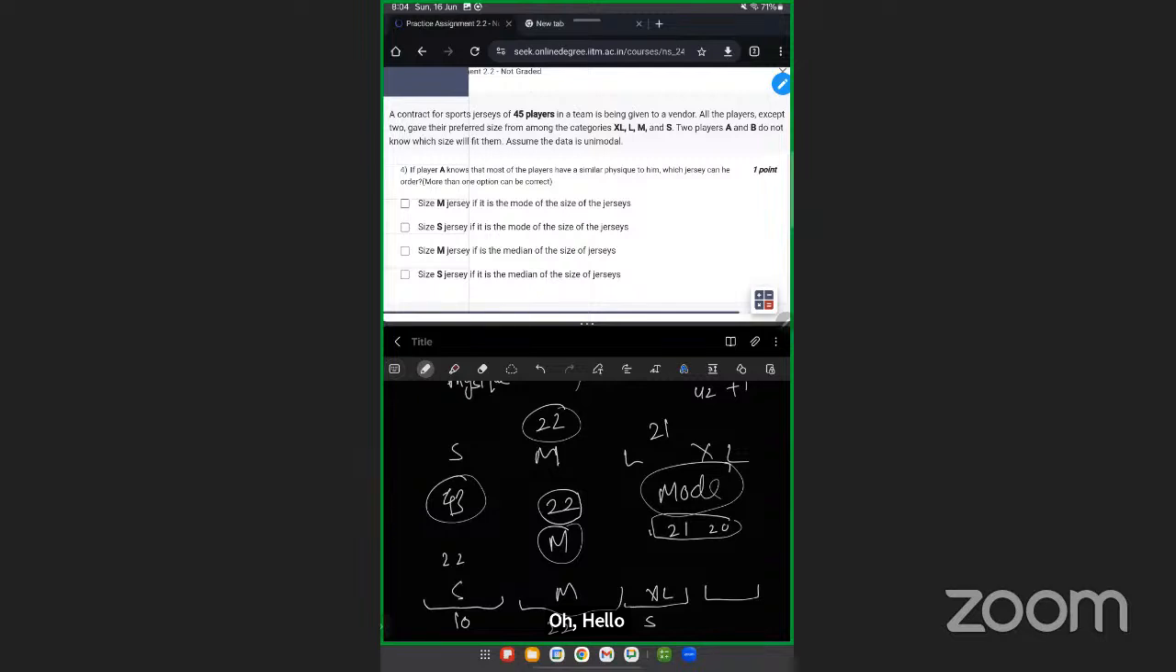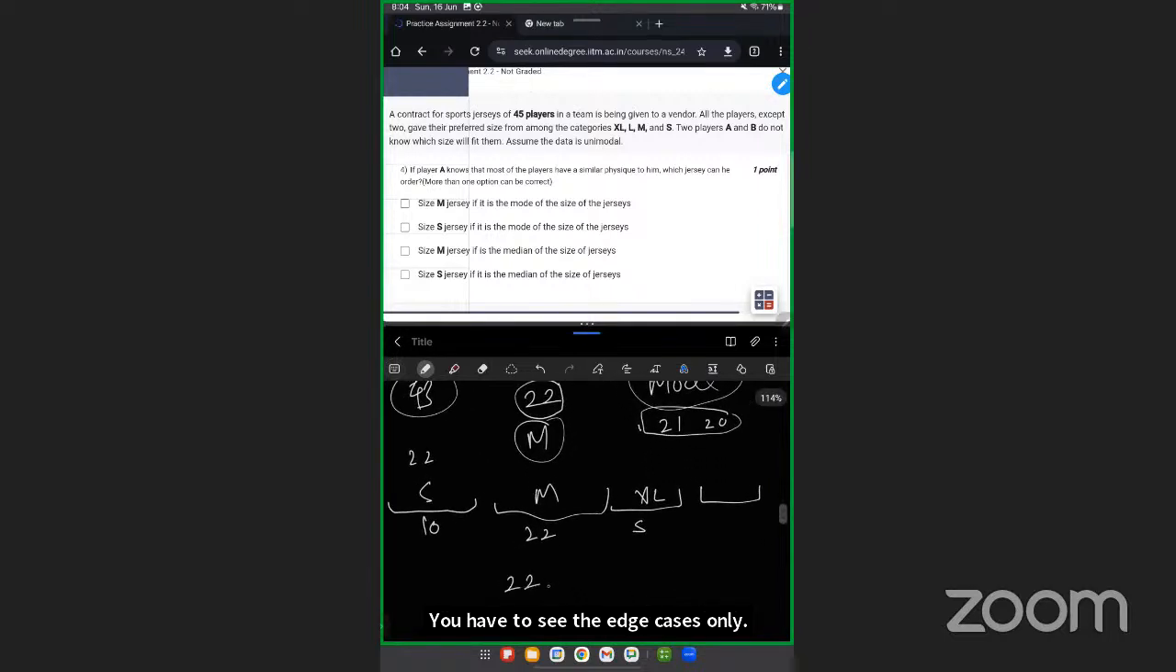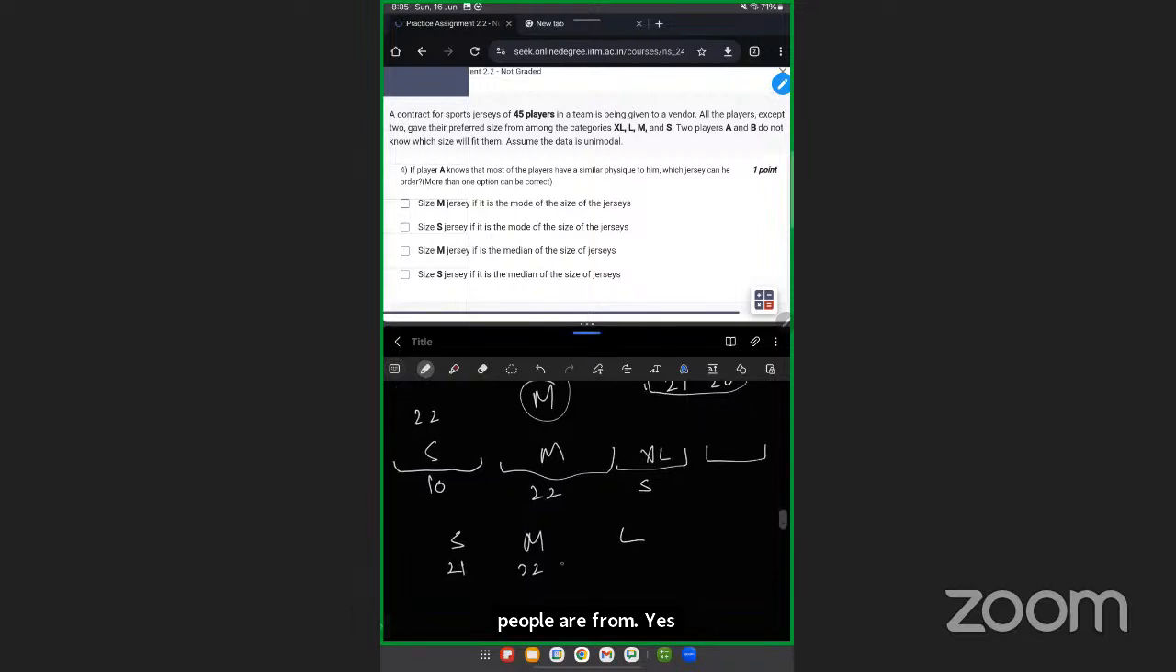If I put 1, 2, 3, 4 one by one, no, it will not happen. You can't solve like this. You have to see the edge cases only. The edge case is this one. Let's say only 21 small size are there. M is there, this is the 22nd guy. Rest of the people are from L. Okay, 21, right? So in this case, the median is M, but he will not buy M, right? Because he wants a mod. He doesn't want median.